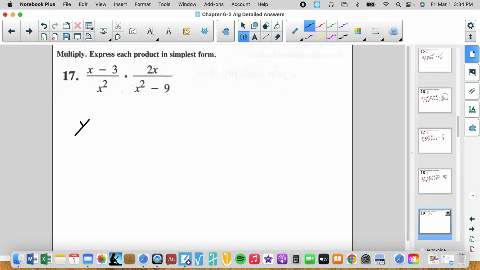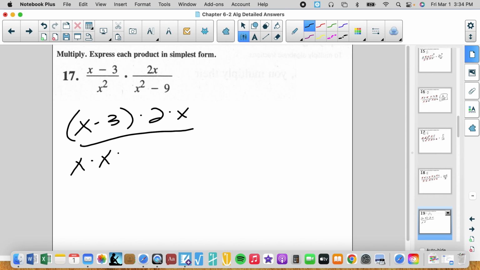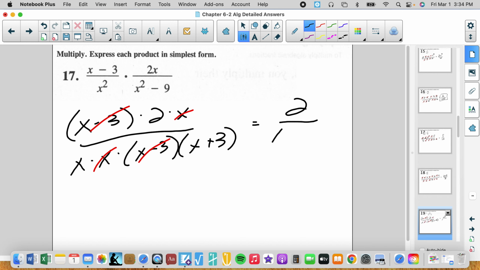17. X minus 3 times 2 times x over x times x minus 3 times x plus 3. X minus 3 cancels, the x cancels, that's it. You're left with 2 over x times the quantity x plus 3.